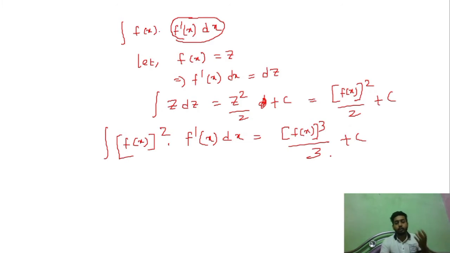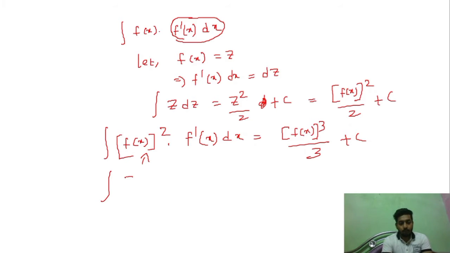So how to use this type of formula? If the function and its derivative lie in a line, we can treat the function as x, and we know the integration of x square will be x cube by 3. So this is the way to find this type of integrations.